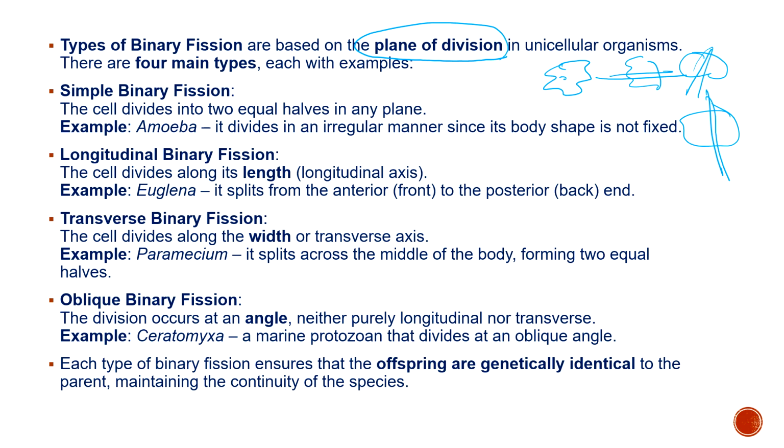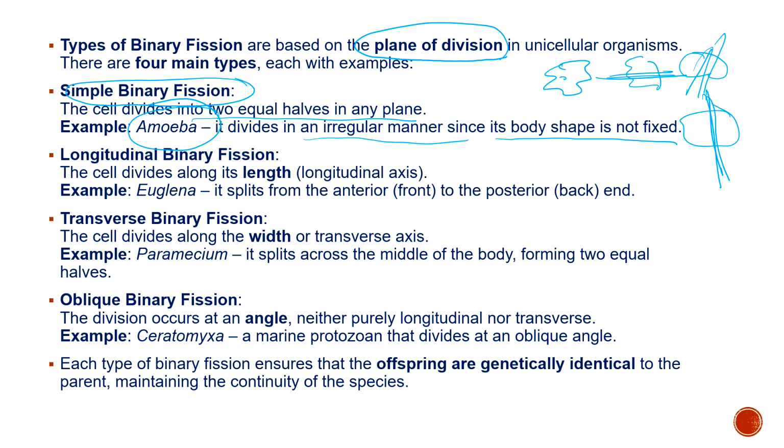There are four main types. First, simple binary fission. What is that? The cell divides into two equal halves at any plane. It may be like this, it may be like this, like this. On any plane it can divide. It divides in an irregular manner since its body shape is not fixed. So amoeba, we know that the body shape is not fixed and it can divide in any plane of division. Is it clear to all of you?